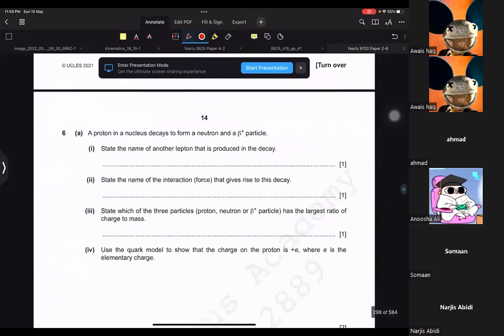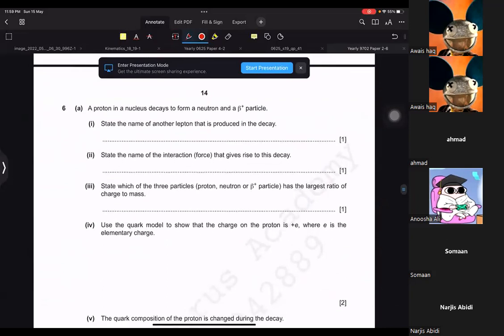Interesting. Okay. Now, question 6. There's no electric field question in this. That's pretty cool. Now, a proton in the nucleus decays to form a neutron and a positive beta. State the name of the other particle that is produced. With beta positive, an electron neutrino is always released. With beta negative, an anti-electron neutrino. State the name of the interaction. Weak nuclear force is the one responsible for any kind of beta particle decay.